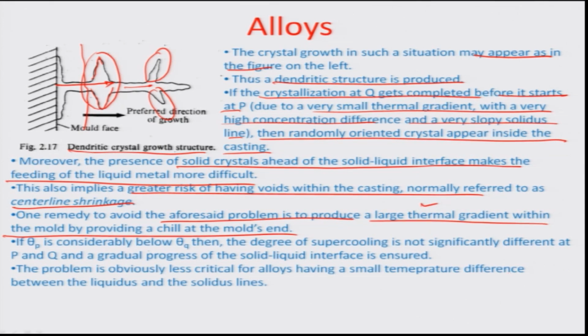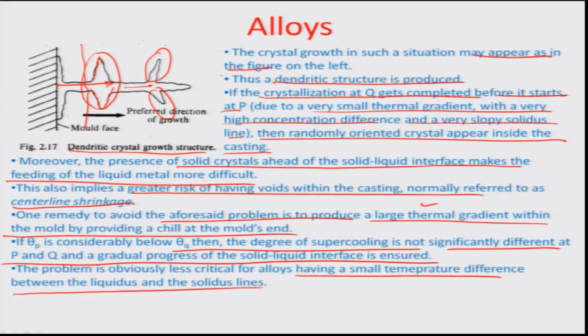So, if theta P is considerably below theta Q, then the degree of supercooling is not significant, whereas the temperatures are significantly different at P and Q. A gradual progress of the solid liquid interface can be ensured in that case. So, the problem is obviously less critical for alloys having a smaller temperature difference between the liquidus and the solidus line. So, having said that, you have some idea now about how the grain growth would start to happen, or how the crystallization would take place.